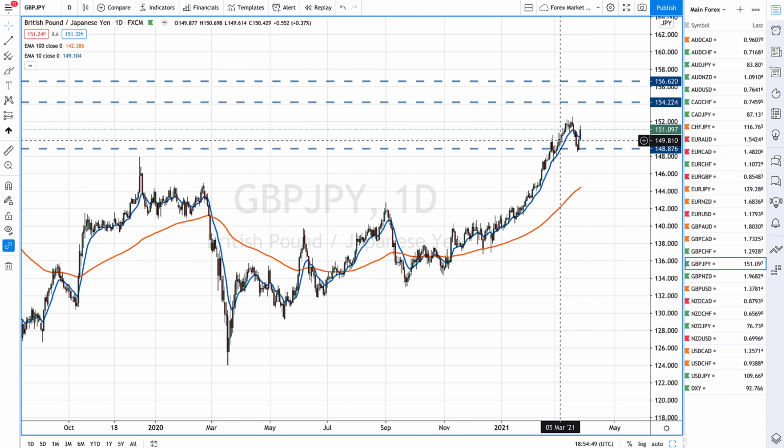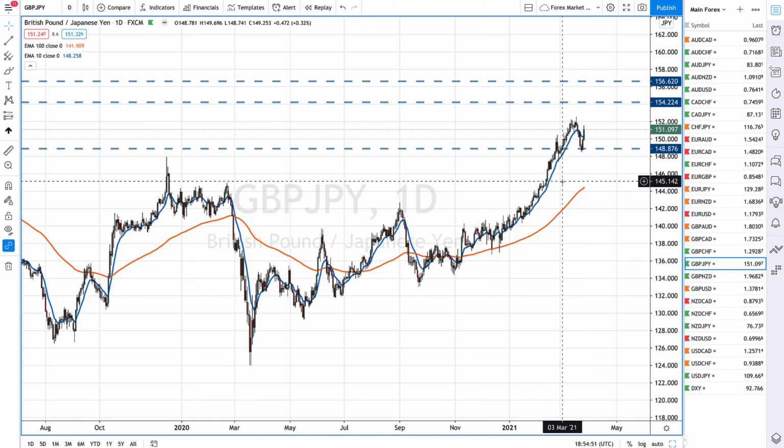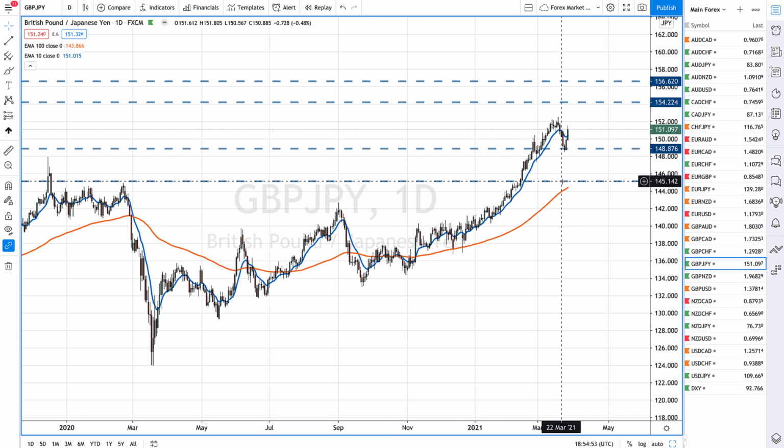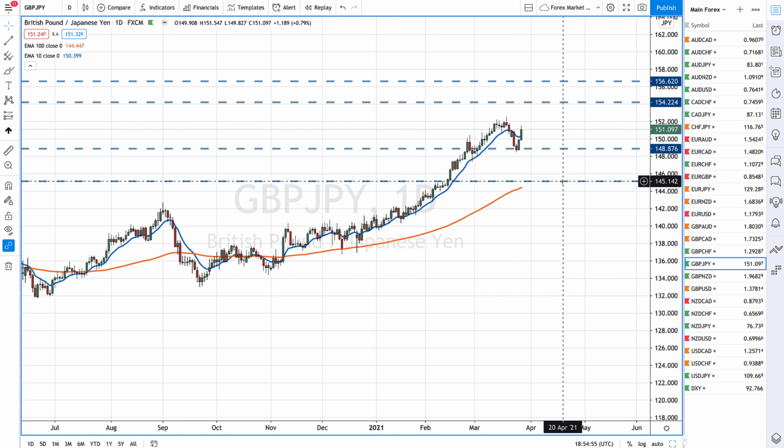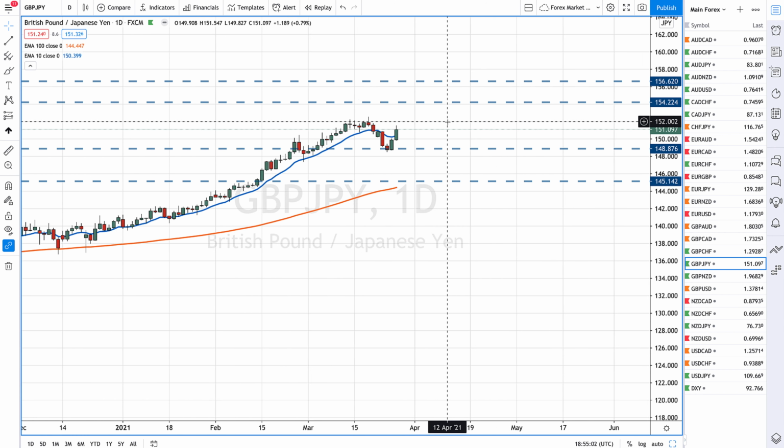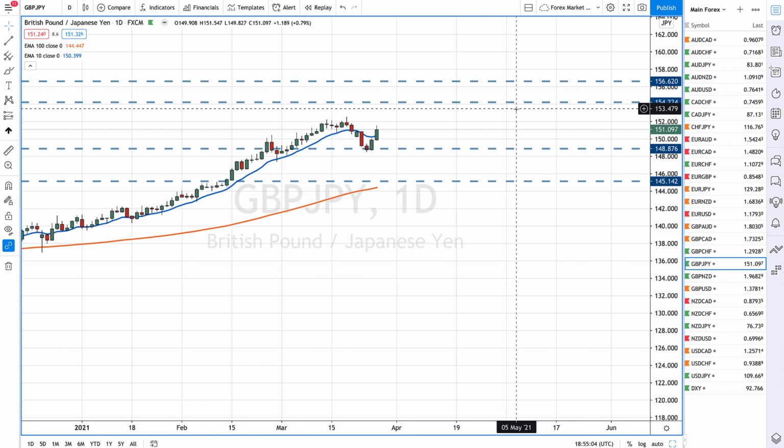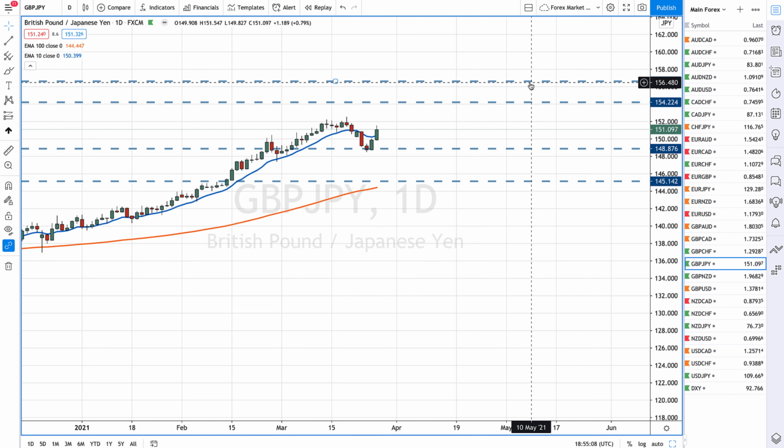We don't think that we'll get a breakdown, but if we do get a breakdown from that level, then you would want to look to add long positions in at around the 145.14 level. If we don't get the breakdown from here, then you would want to look to buy intraday highs up towards the 154.22 level or above there towards the 156.62 area would be another place that you would want to sort of reevaluate.